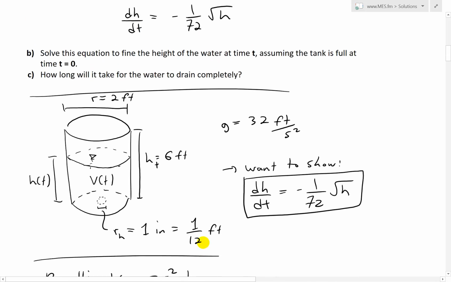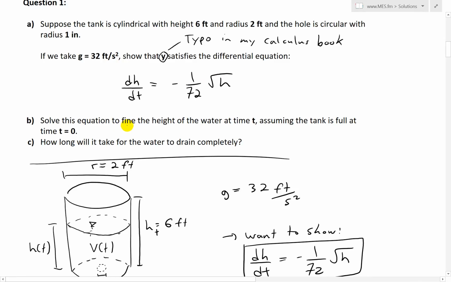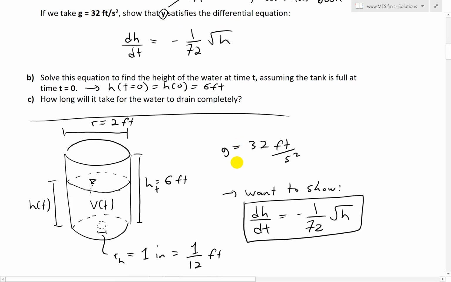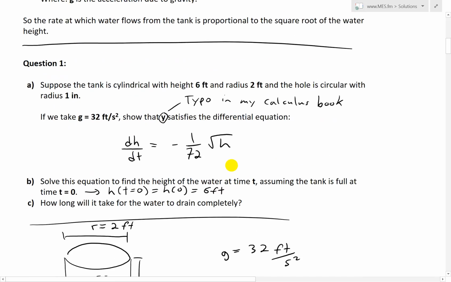So let's look at part B now. Part B says to solve this equation to find the height of the water at time t, assuming the tank is full at t equals 0. In other words, assuming it's full, the height at t equals 0 is simply h of 0, which is the full tank height, 6 feet. The cylindrical tank is 6 feet in height.